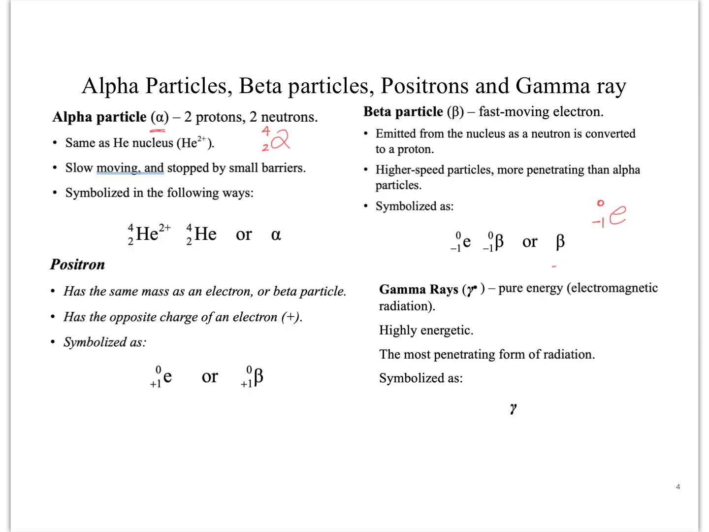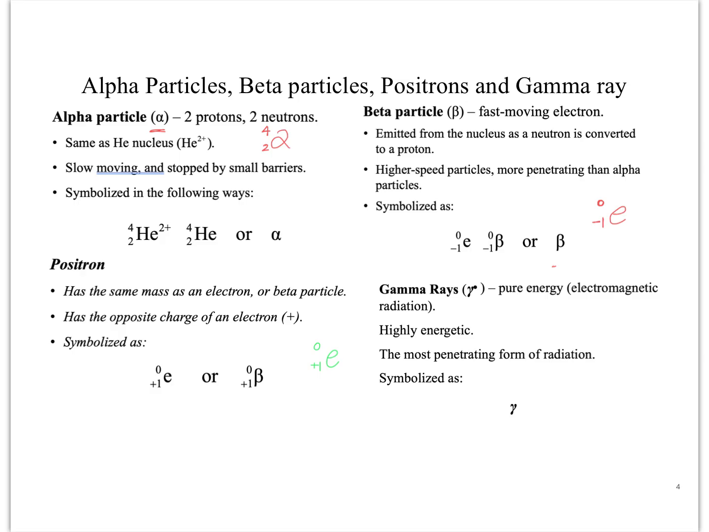The third particle is called a positron. A positron is like an electron, posit meaning positive. This type of particle has exactly the same mass as an electron, meaning it's very light. Because the name is positron, it has a positive charge instead of a negative charge. A lot of times people just write an e, indicating the same mass as an electron, but with a positive charge and mass 0. So that is a positron.